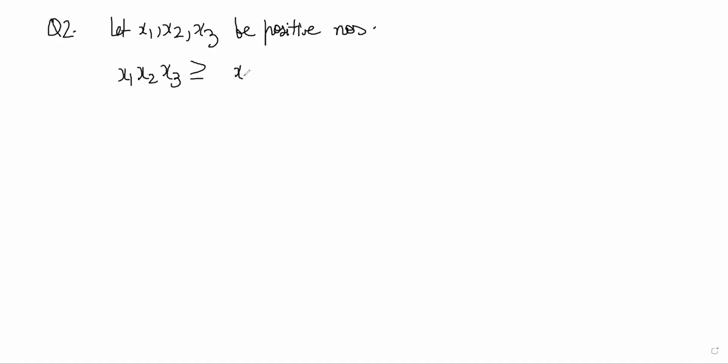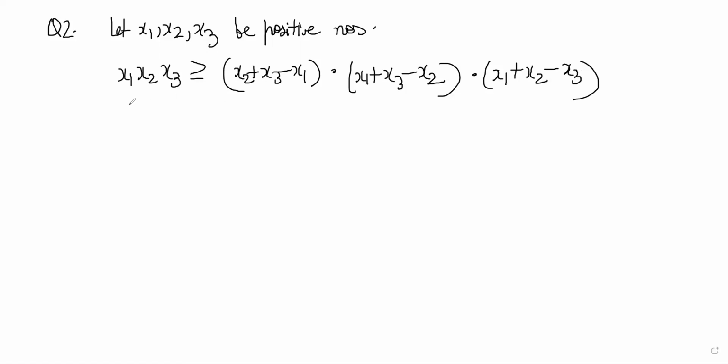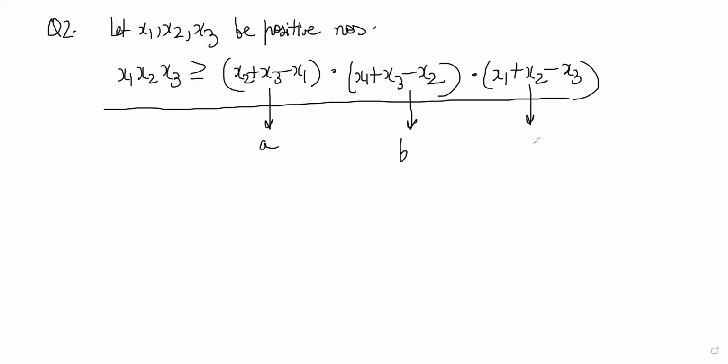Question number 2. It says that let x1, x2, and x3 be positive numbers. We have to show that x1 x2 x3 is greater than or equal to (x2 plus x3 minus x1) multiplied by (x1 plus x3 minus x2) multiplied by (x1 plus x2 minus x3). So this is very similar to the first question. You just have to hit upon the right substitution. Here I would say this is A, this is B, and this is C.